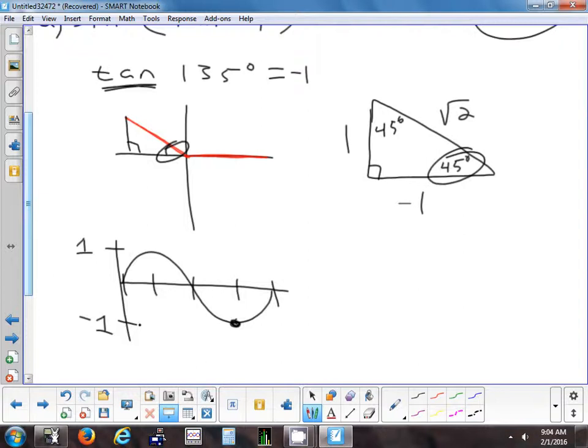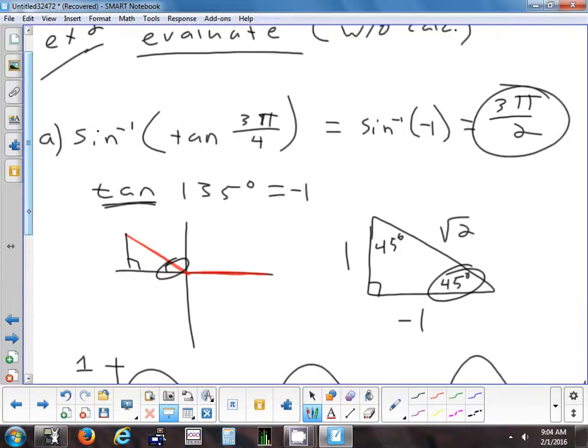Now, that answer is going to reoccur again right here. It's going to keep reoccurring every 360 degrees. It's also going to reoccur the other way. What angle would that be? 90 degrees. That's -90. Okay?